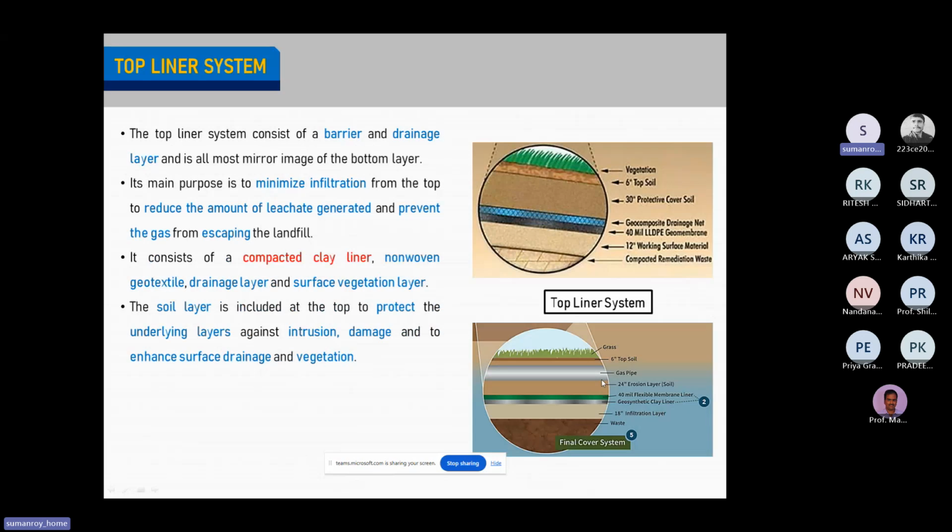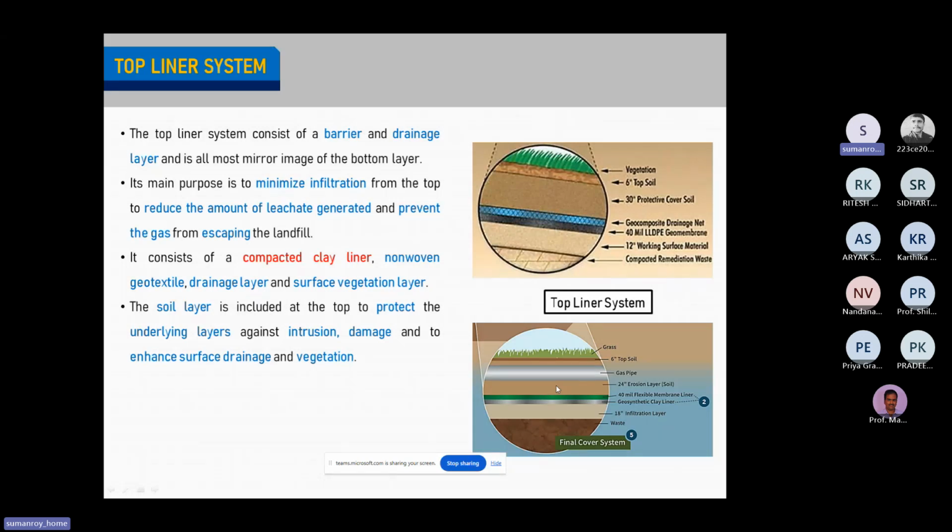So this is how it typically looks. You have the grass layer at the top, then you have a gas pipe. This is, as I've said, the gas collection system pipe. That is basically where excess gas is. It will collect and remove this excess gas and collect it to be used in households as biogas.